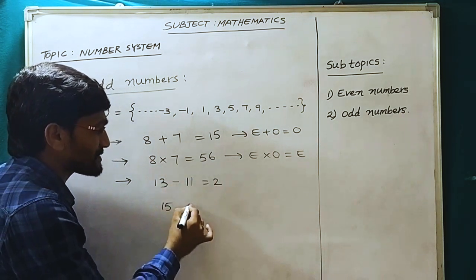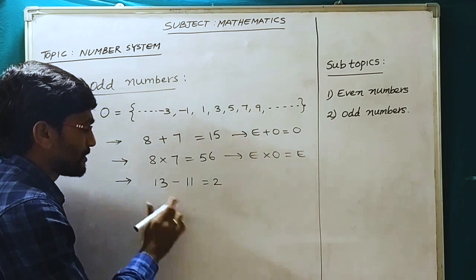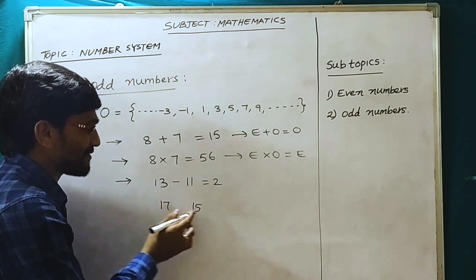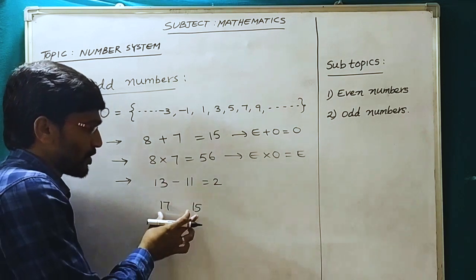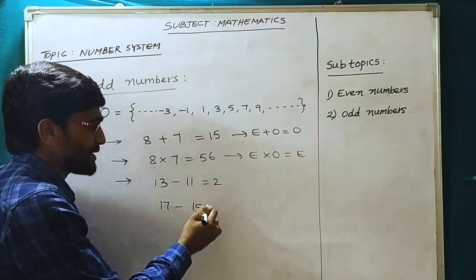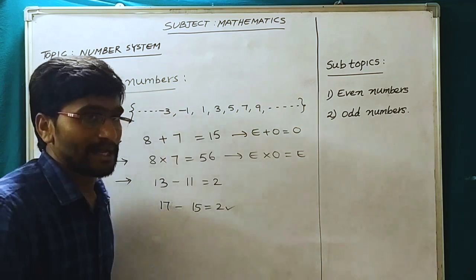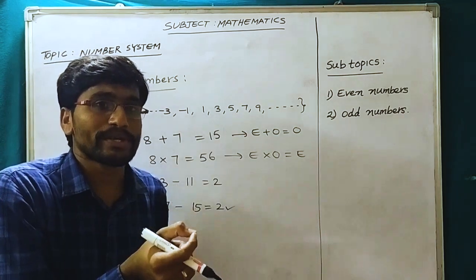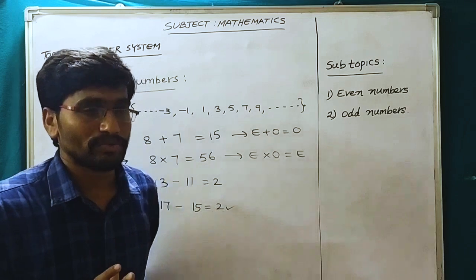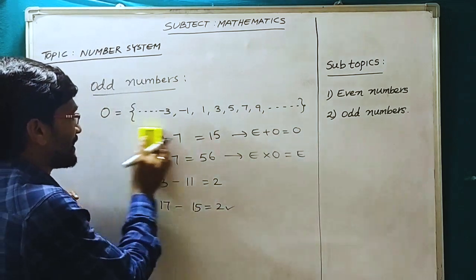Consider 15 and 17. 15 and 17 are consecutive odd numbers. 17 minus 15 gives what? 2. The difference between any two consecutive odd numbers is 2. Right? This we have to understand.